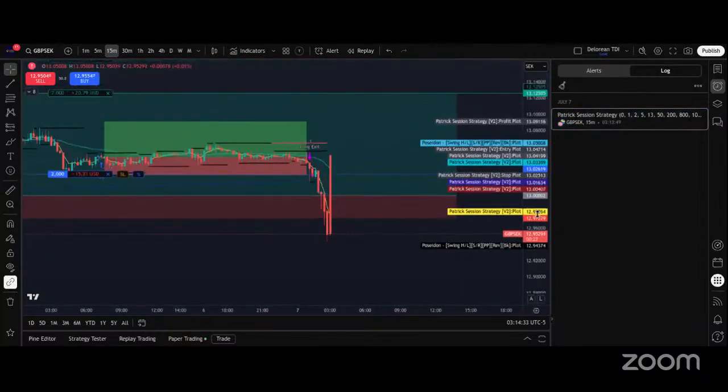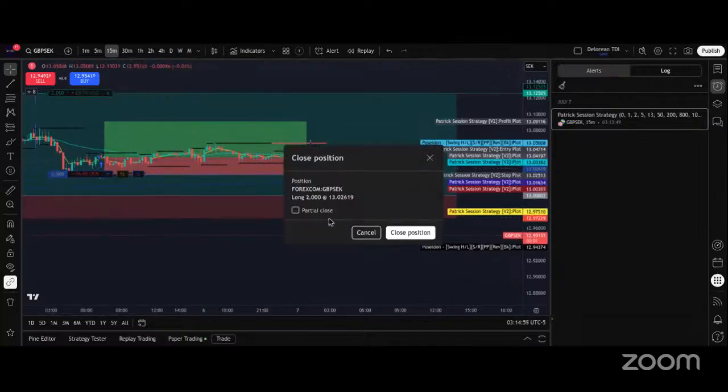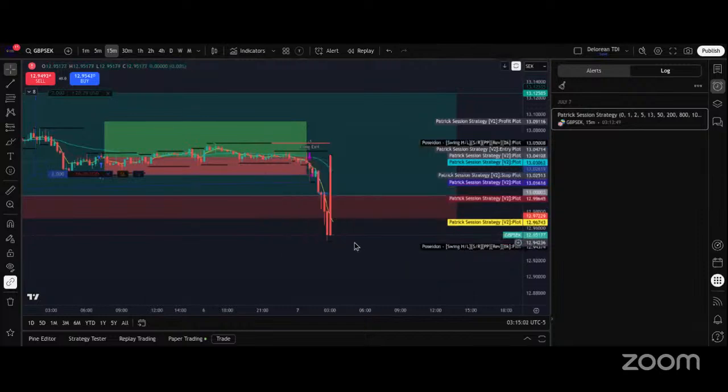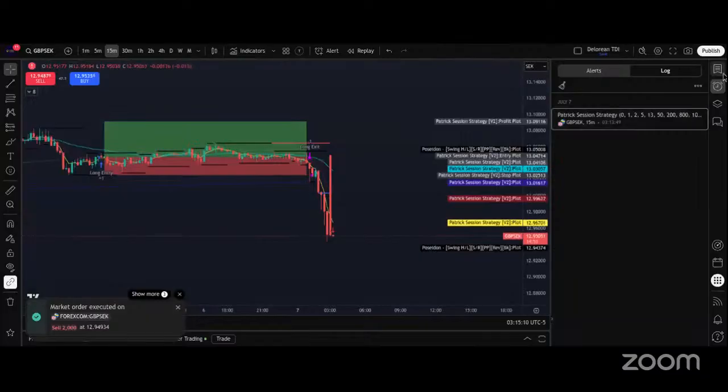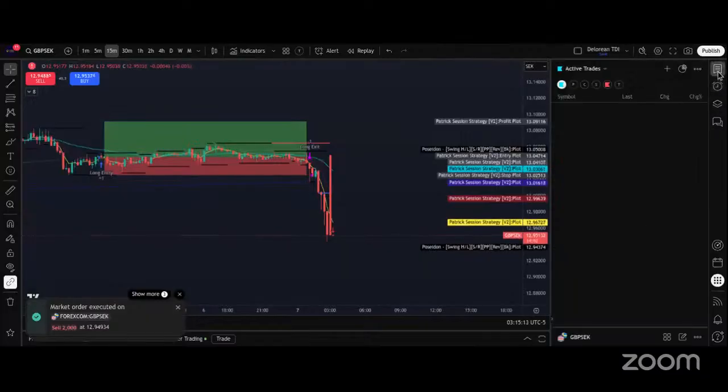Let's see what this is targeting. Call it out. 13.12585. So yeah, we definitely hit stop loss on that. Let's go ahead and close out on this one. We're leaving the market on Great British Pound versus Swedish krona.